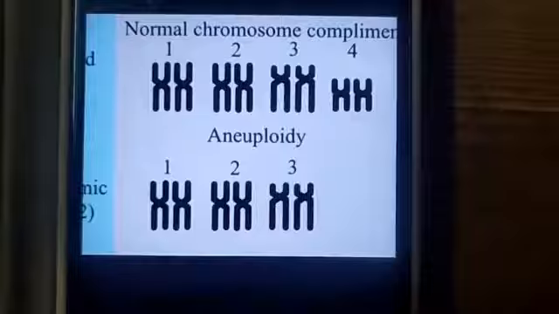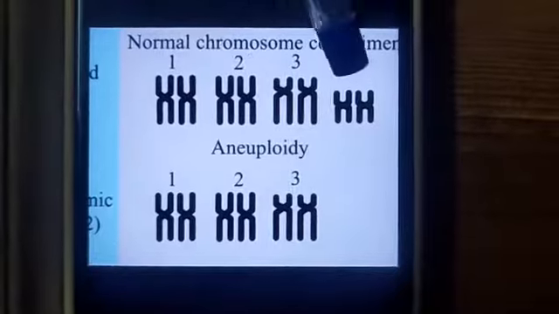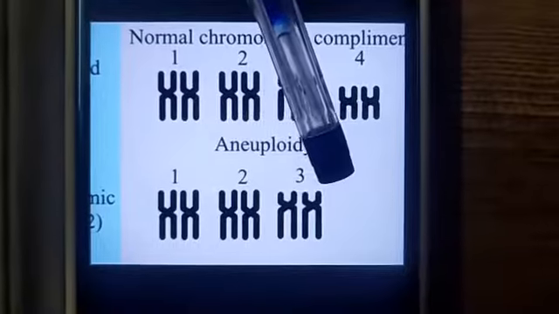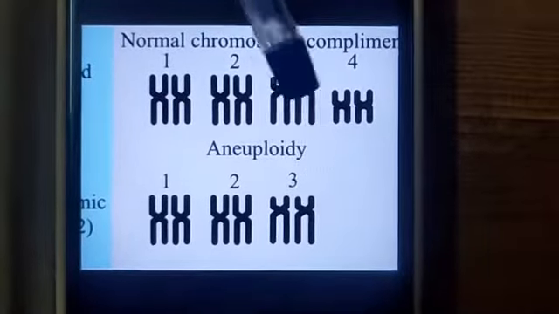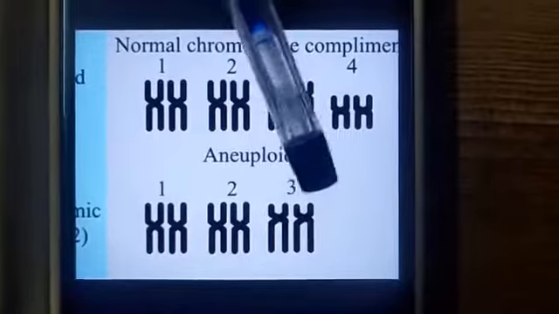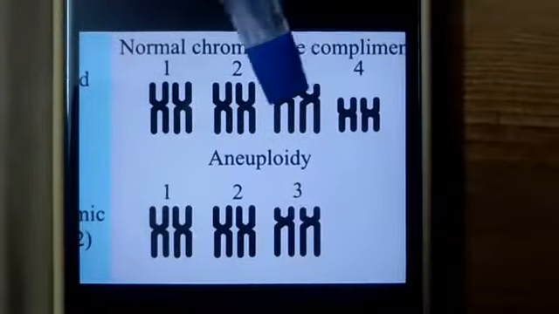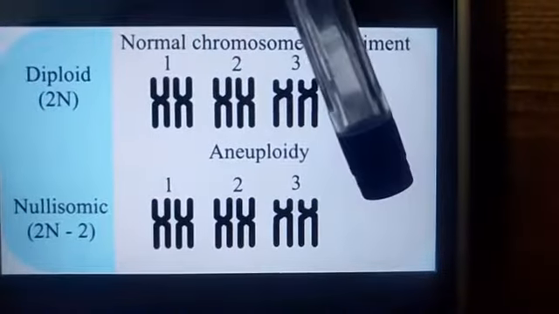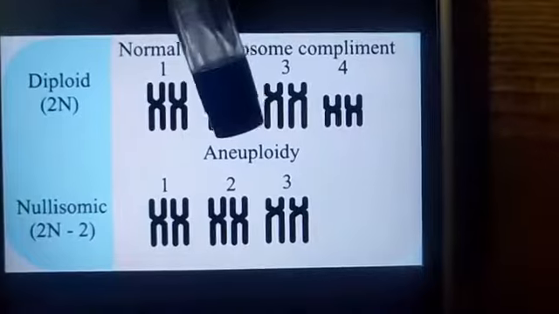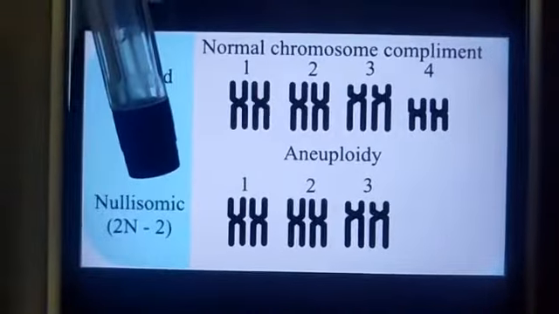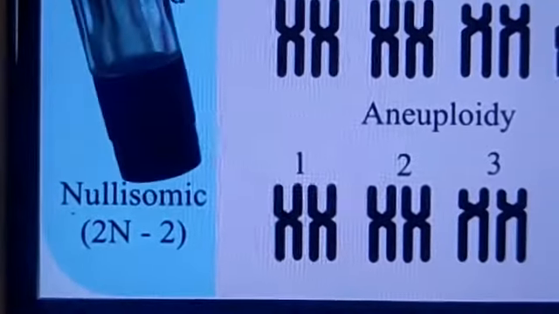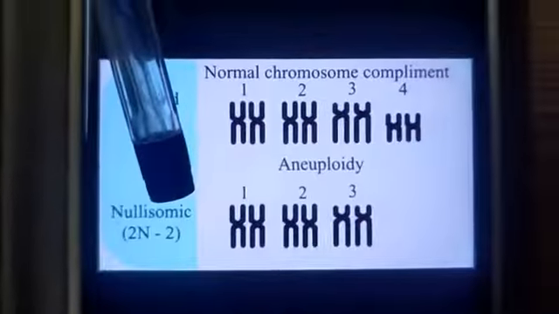Next, nullisomy. Nullisomy is the loss of a pair of homologous chromosomes from the diploid set. From a normal diploid chromosome set, a homologous pair is removed. Nullisomy is represented by 2n minus 2. Double nullisomy is also observed: 2n minus 2 minus 2 is called a double nullisomy.